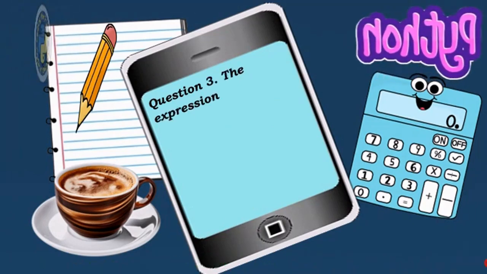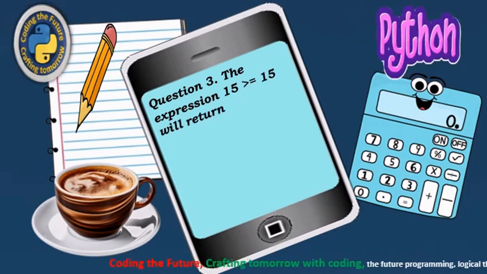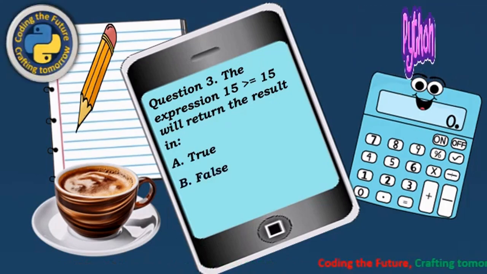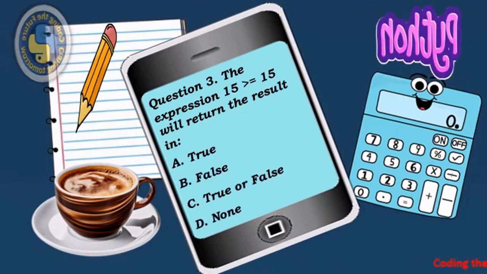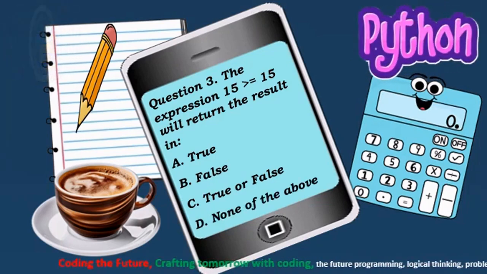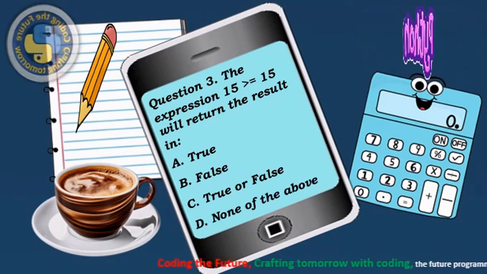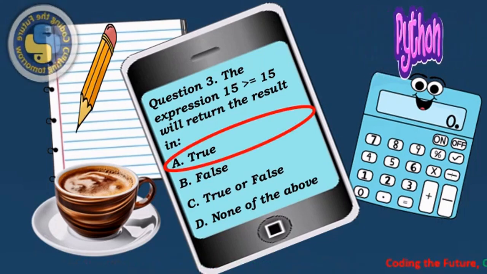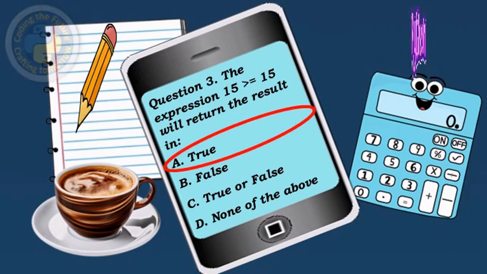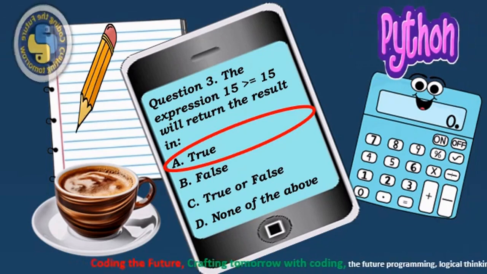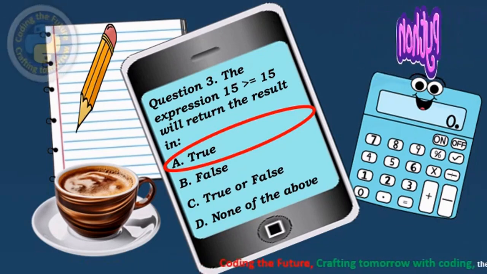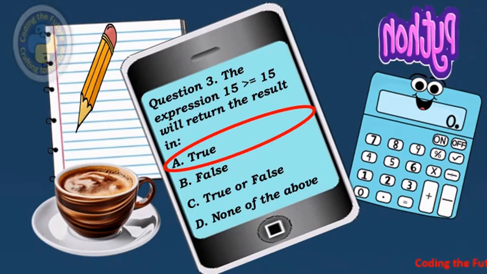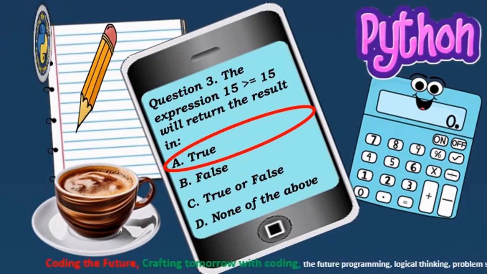Question number 3. The expression 15 >= 15 will return the result in: option A, true; option B, false; option C, true or false; and option D, none of the above. The correct option is option A, that is true. 15 is not greater than 15, but 15 is equal to 15, which is true. So our result is true, that is option A.